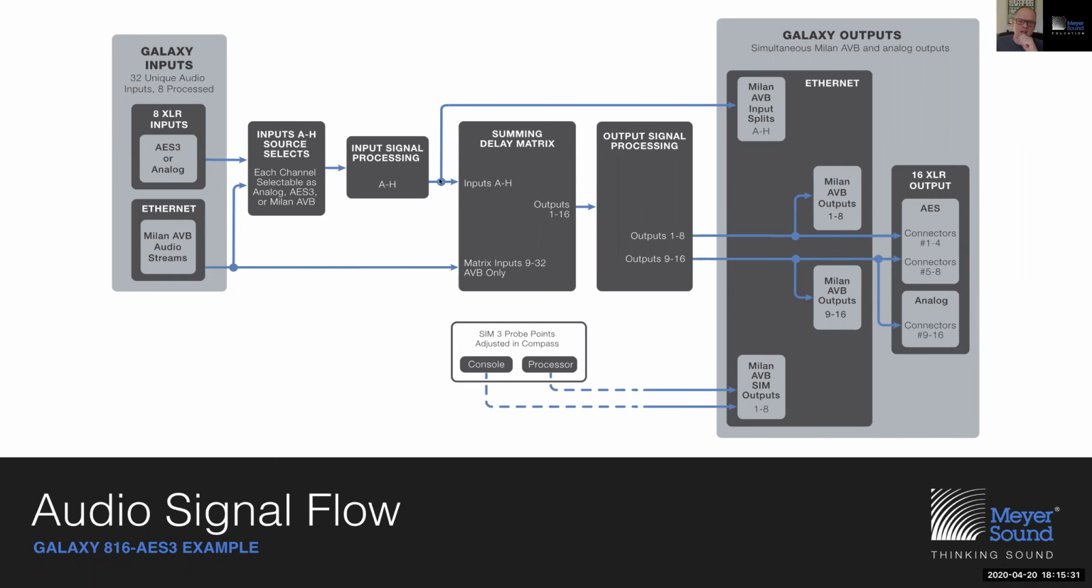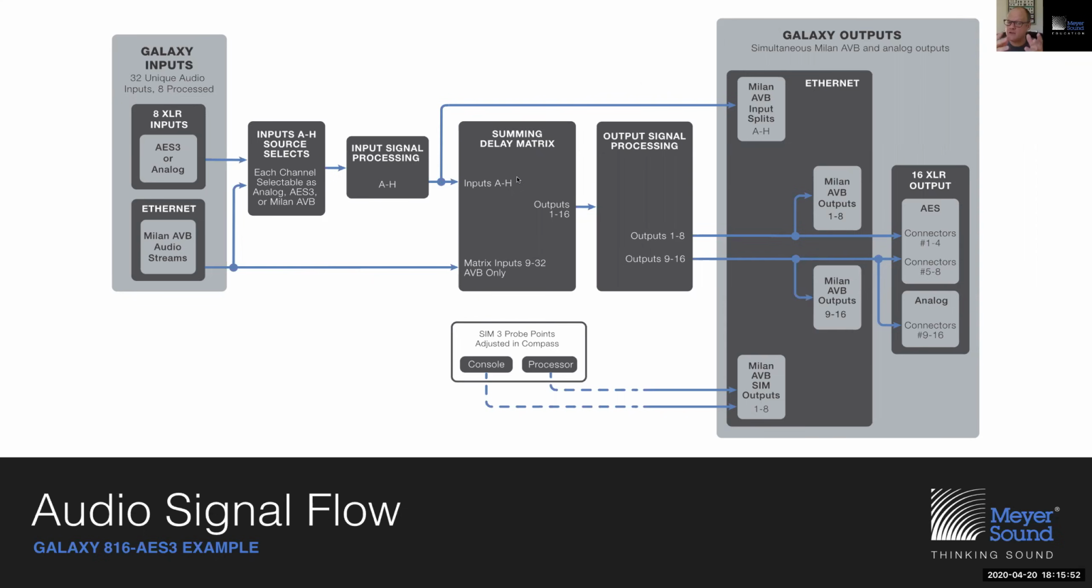From there, we can already start splicing off signals towards AVB, if you have a larger ecosystem containing multiple Galaxy devices, but that's beyond the scope of today. This is an introduction. So let's continue our flow chart. Next up is the so-called summing and delay matrix.